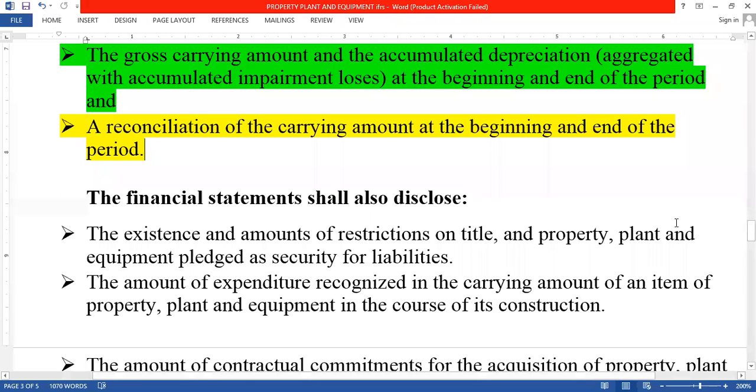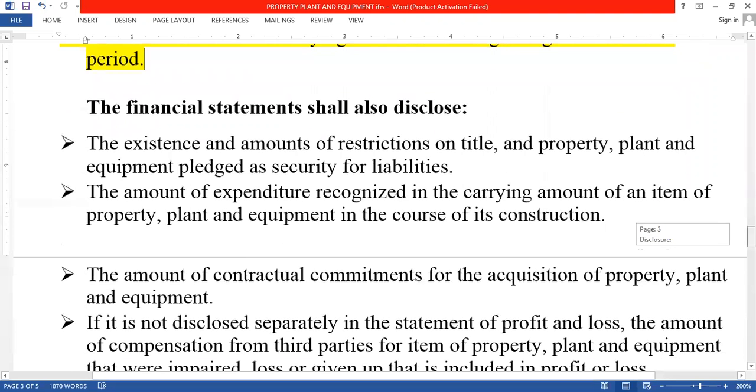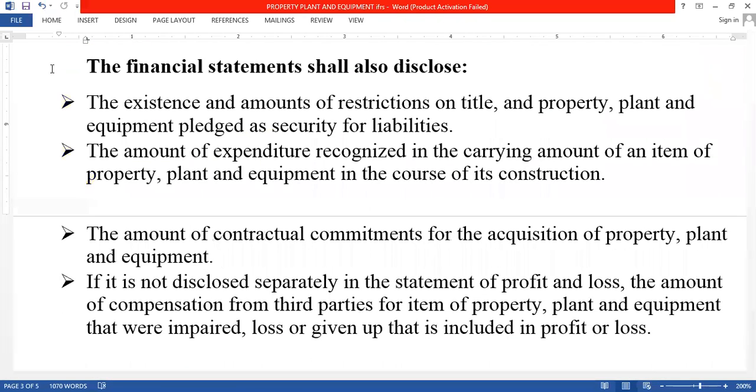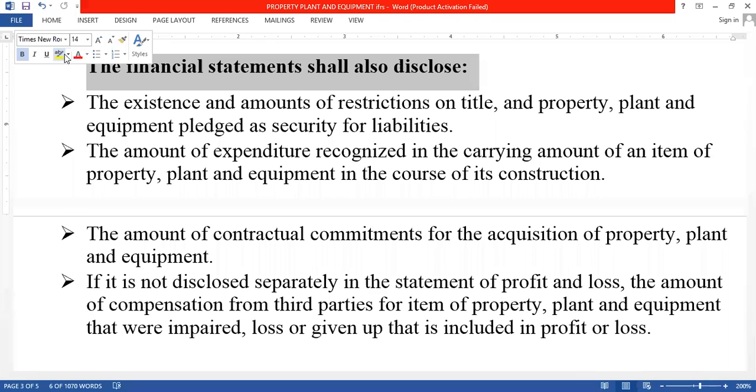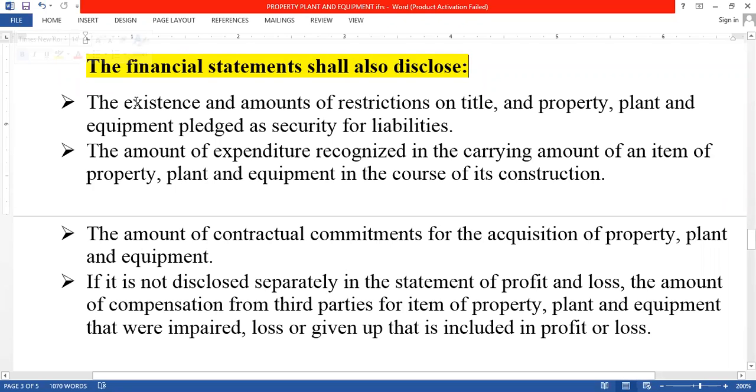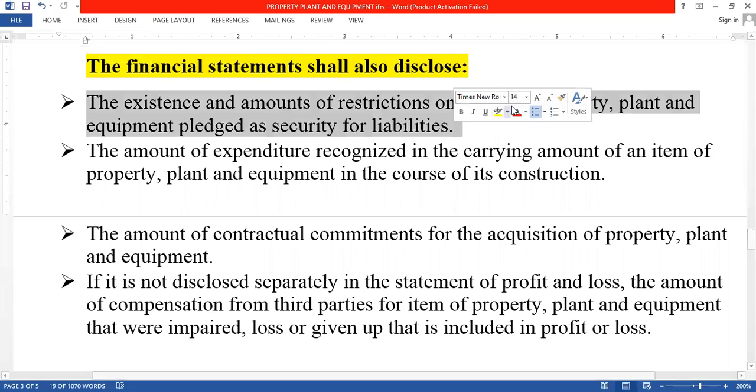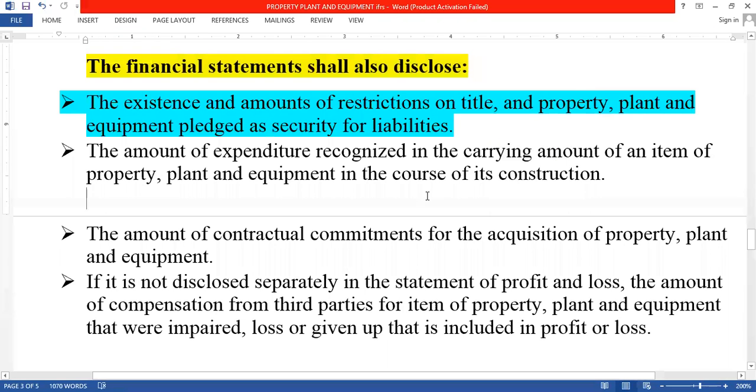After that, the financial statements shall also disclose some of the most important disclosures here. Among those, the first one: the existence and amounts of restrictions on title, and property, plant and equipment pledged as security for liabilities. Yes, this is very, very essential.